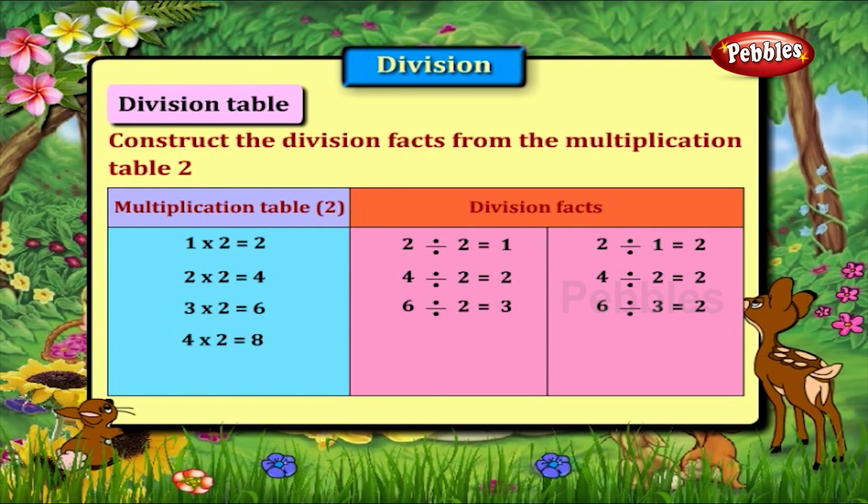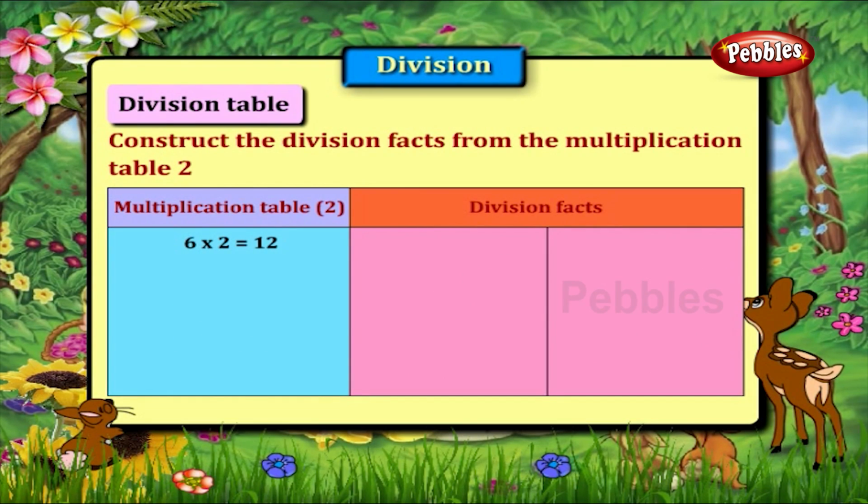4 into 2 is equal to 8. 8 divided by 2 is equal to 4. 8 divided by 4 is equal to 2. 5 into 2 is equal to 10. 10 divided by 2 is equal to 5. 10 divided by 5 is equal to 2.